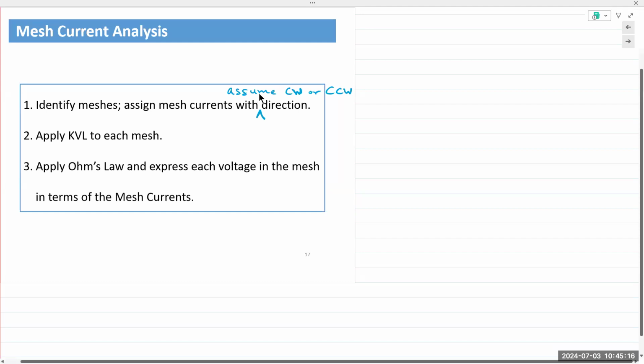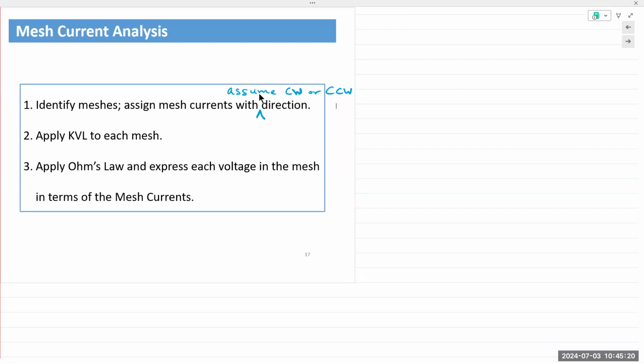That way, when you are writing KVL equations for shared resistors or shared branches, the dominant current, meaning the mesh that you're analyzing, is positive. Any currents that are outside the mesh are negative. That's it. And that would keep things straightforward. Make sense? Okay. Ready to go to an example?